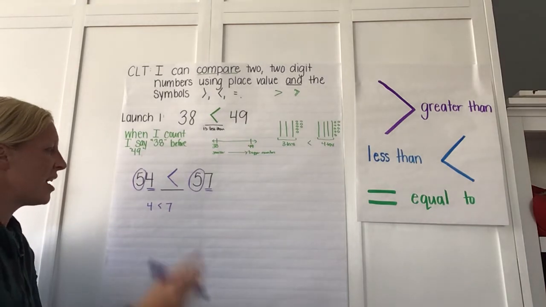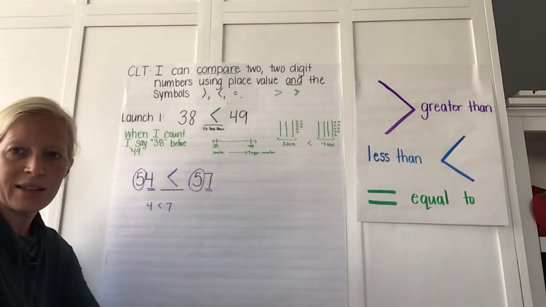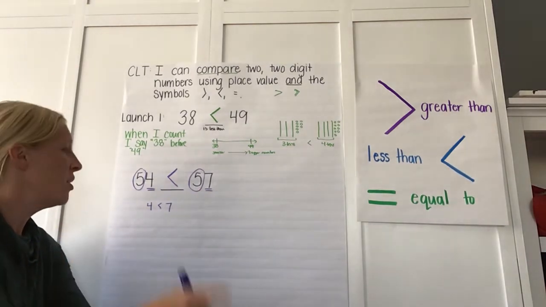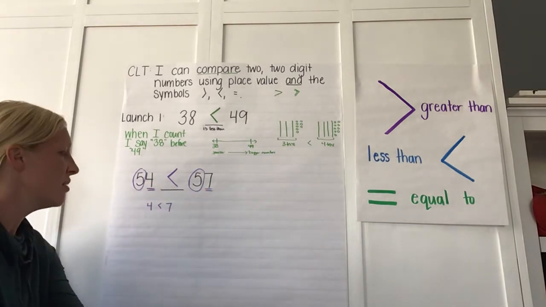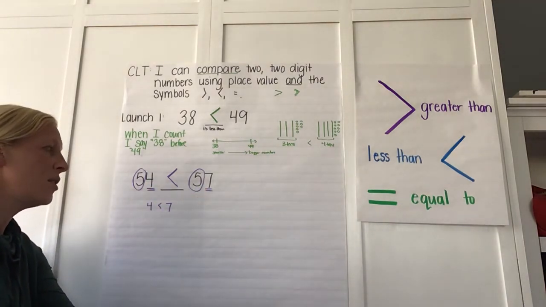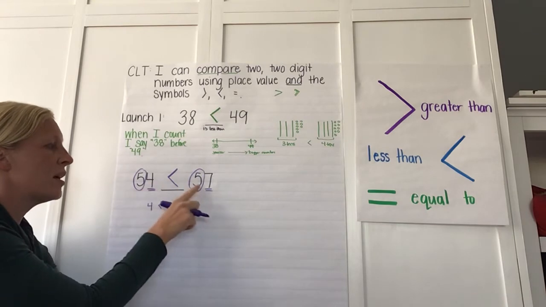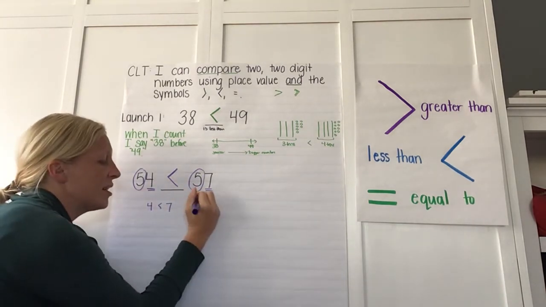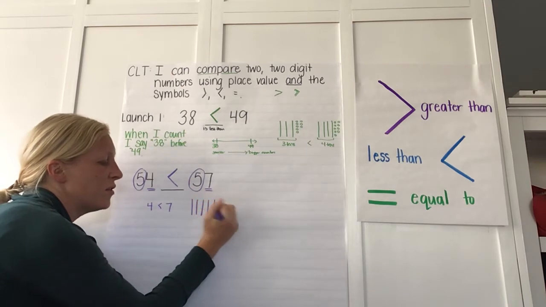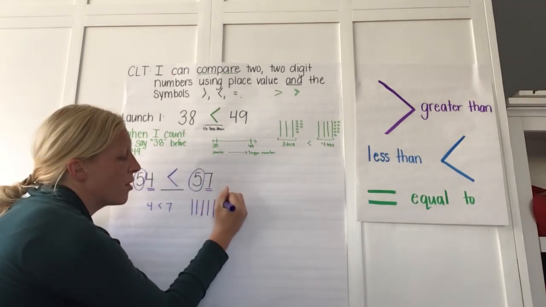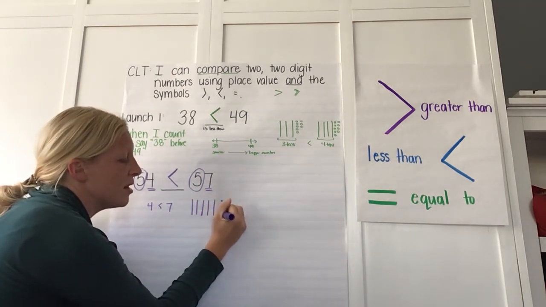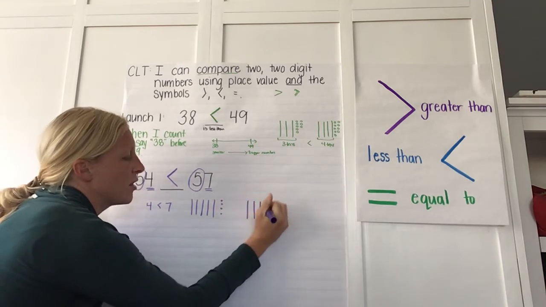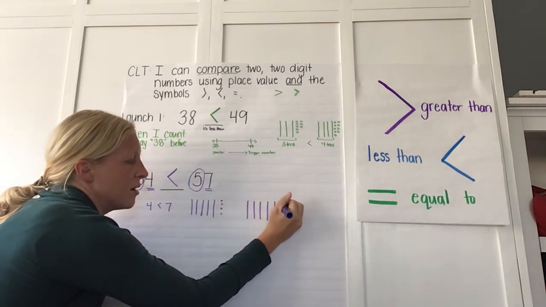And when it's the same, we have to look at that ones place. And we know that 4 is less than 7. So if we know 4 is less than 7, we know 54 is less than 57. We don't have to look at that tens place. 10, 20, 30, 40, 50. 1, 2, 3, 4. Let me make those a little bit bigger so you can see them easier. And 10, 20, 30, 40, 50.